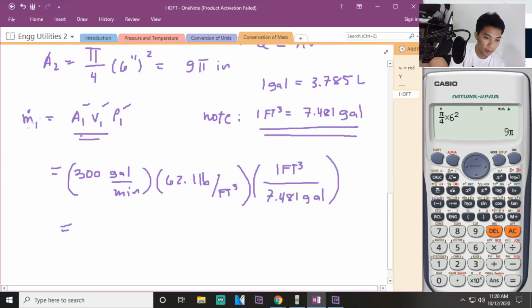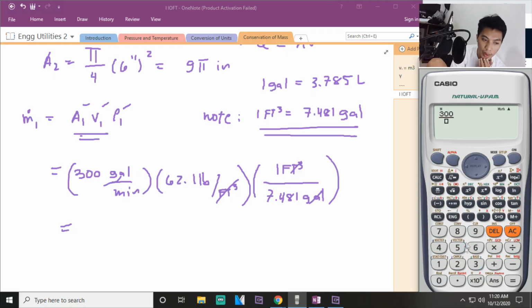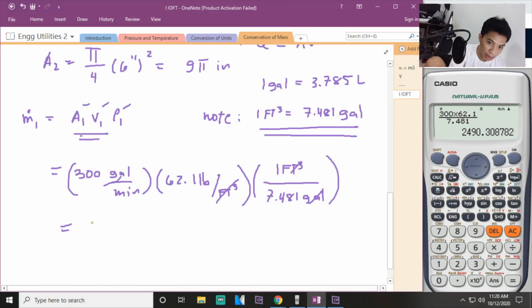Makuha natin si mass flow rate. That will be cancel, cancel, cancel, and cancel. Pounds per minute. So, that is 300 times 62.1 divided by 7.481. Okay. 2490.3088 pound per minute. That is mass 1.